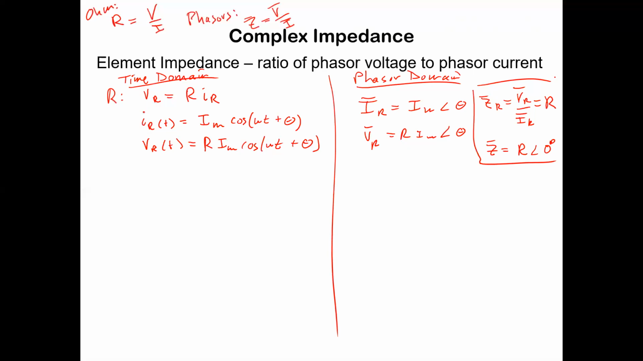Yeah, David? What is Im? Im is the magnitude of the current, of the sine wave. It's the magnitude of the sine wave that the current is. So in other words, if you take a resistor and you hit it with a sinusoid with a magnitude of Im, frequency of omega and an angle of theta relative to time 0.